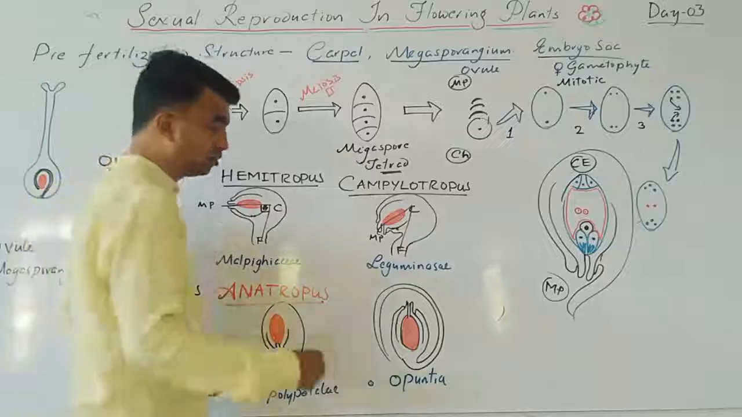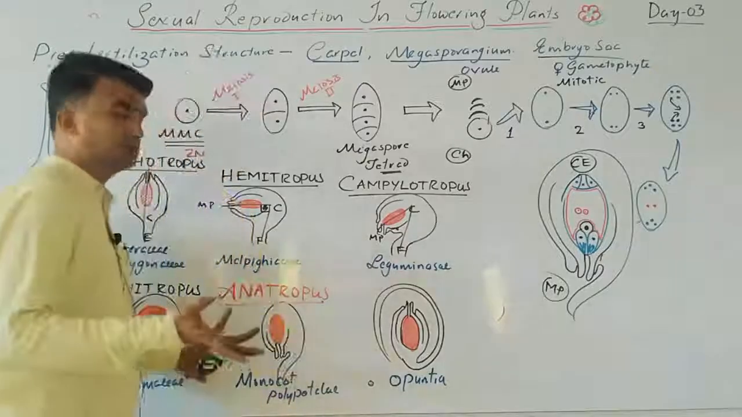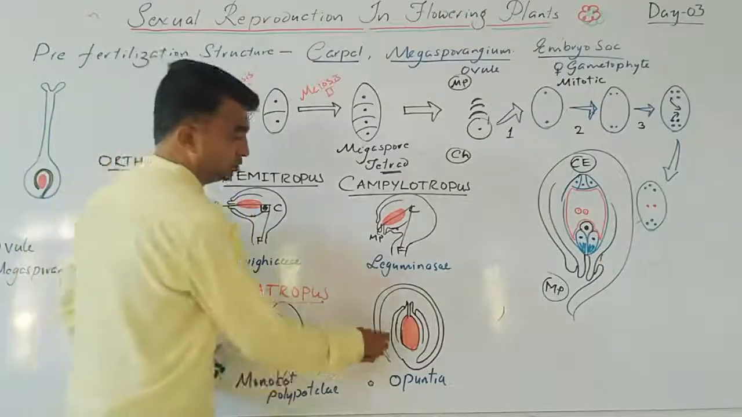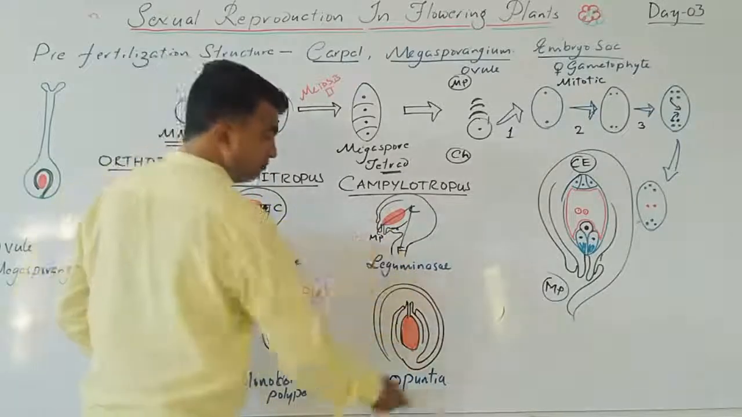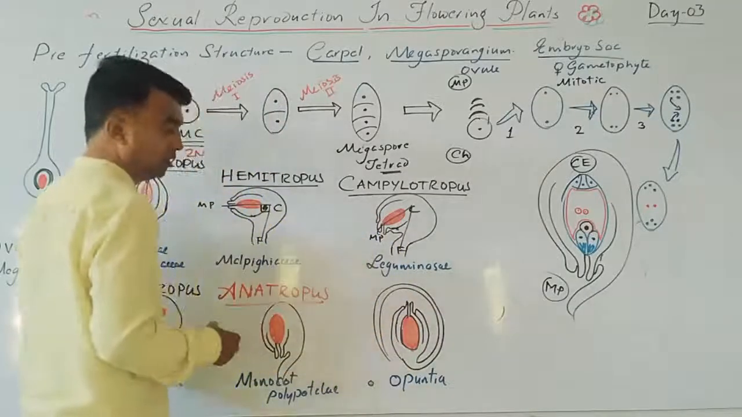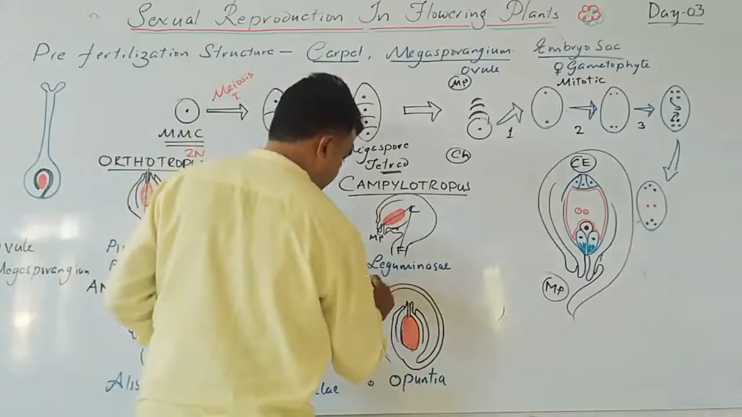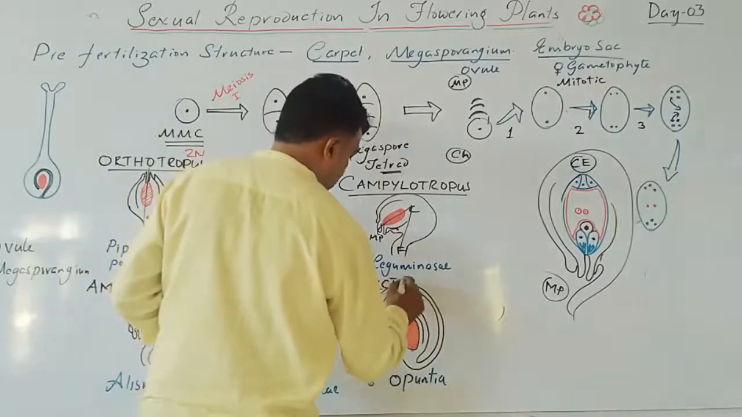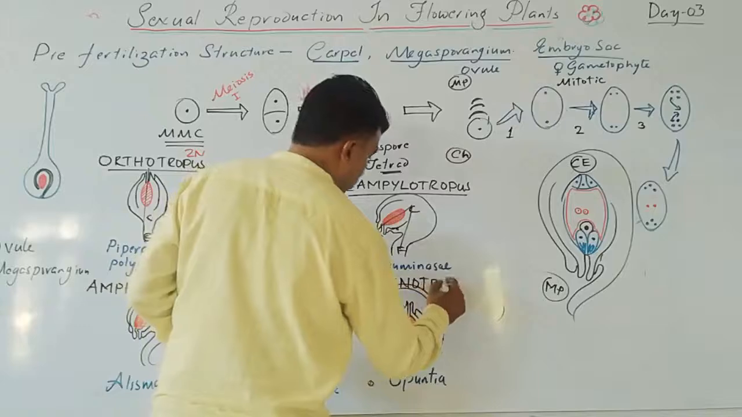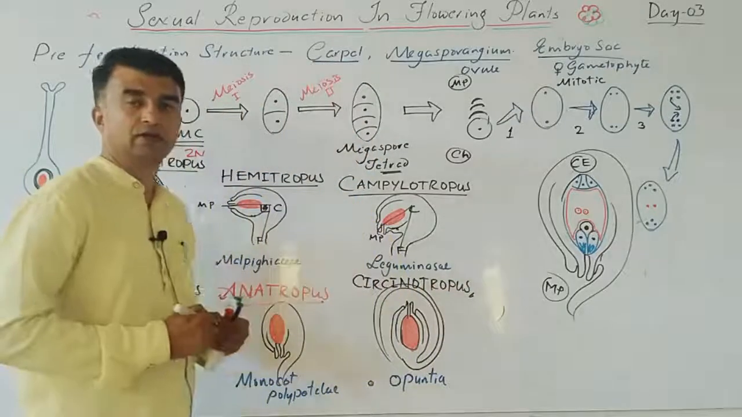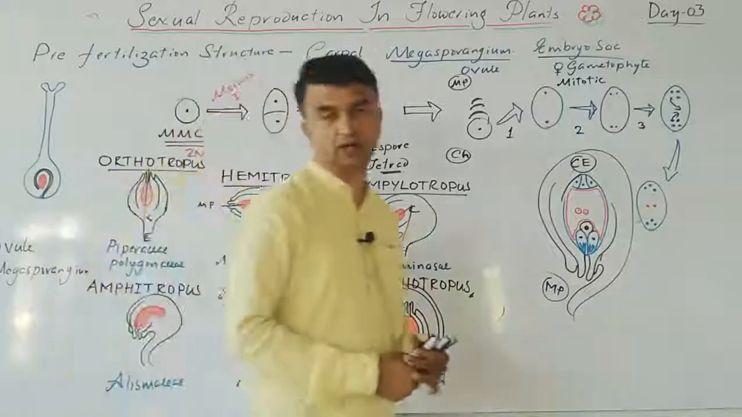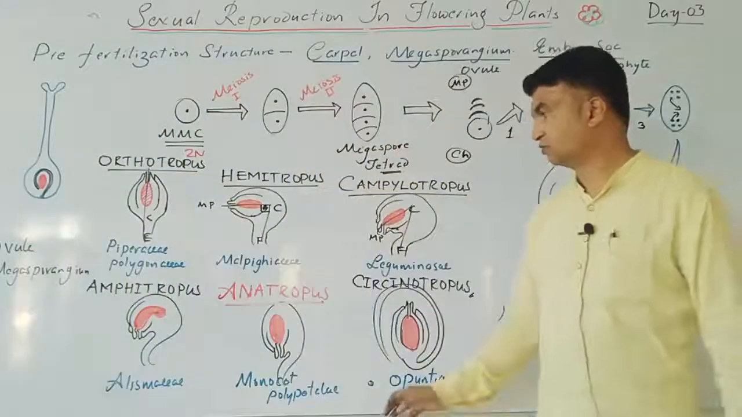Next one is a little bit complex. In this case, growth is there. So again the funicle comes toward the micropylar region. This is a completely 360 degree rotated one. So this is circinotropous. Clear? This is seen in the Opuntia. So based on this, a question will arise.